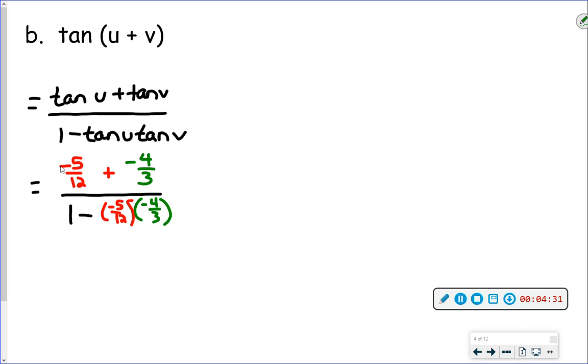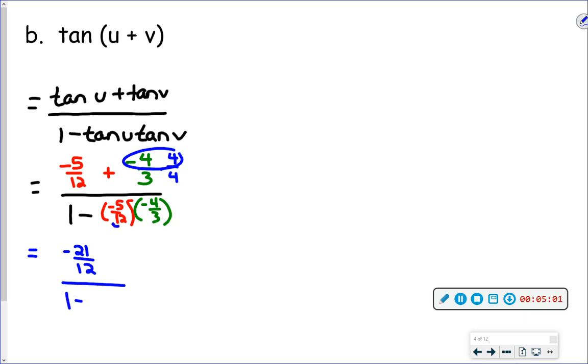So there's the setup. The trig part's not so bad, but as always, it is the simplifications of the fractions. So here we go. On the numerator, of course, you would need a common denominator. -5/12 to -4/3 would be 12. So I'm going to multiply this right fraction by 4/4 to turn it into 12s. So I really have -5 plus -16/12, -21/12. And of course, you can do that all on your calculator.